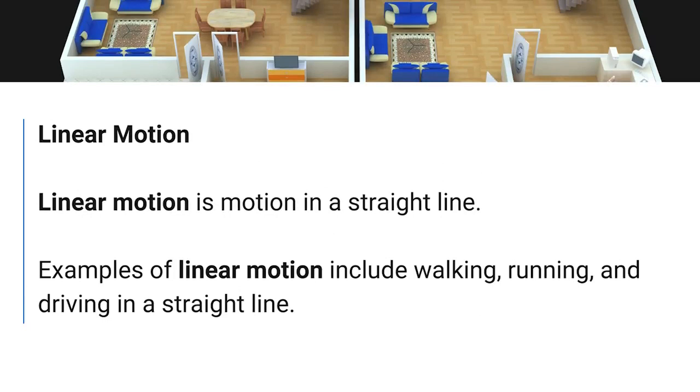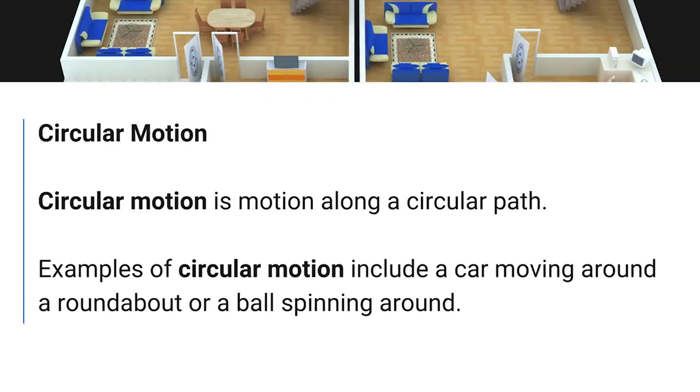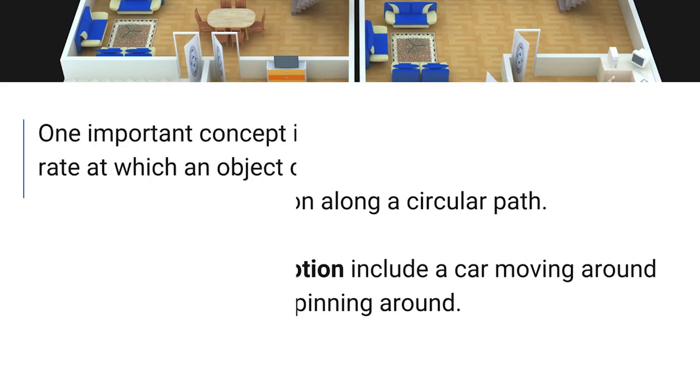Linear motion is motion in a straight line. Examples of linear motion include walking, running, and driving in a straight line. Circular motion. Circular motion is motion along a circular path. Examples of circular motion include a car moving around a roundabout or a ball spinning around.